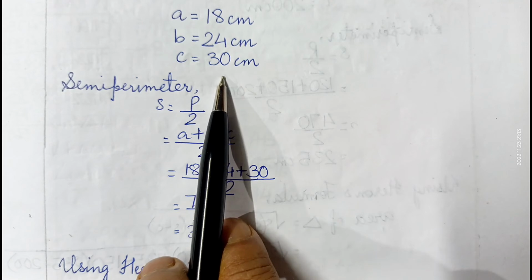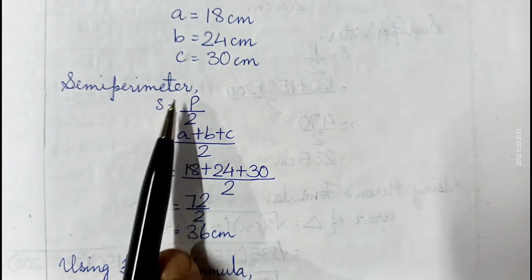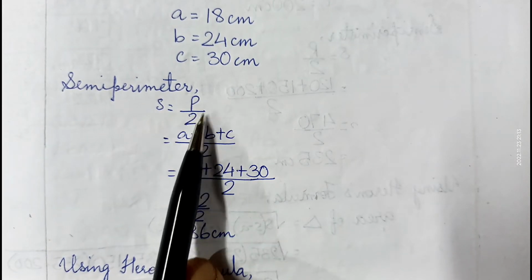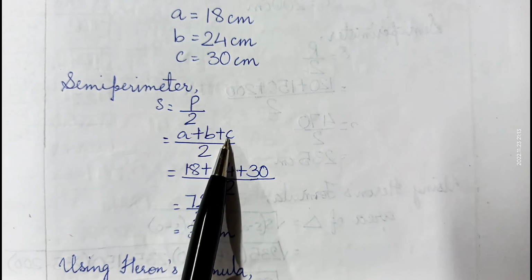For Heron's formula, we need semi-perimeter. So semi-perimeter S will be perimeter by 2. We know perimeter is sum of all the sides.